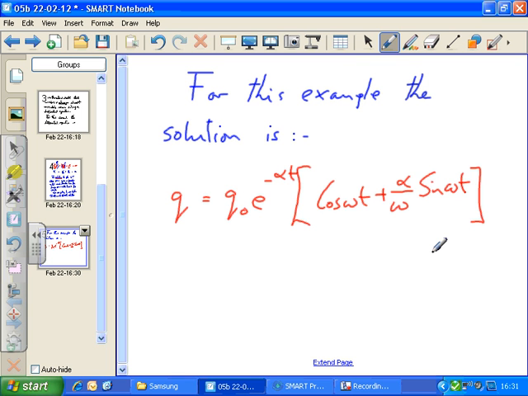Where alpha equals R over 2L. So that's how alpha relates to the actual circuit, where R is resistance and L is inductance. And omega squared turns out to be 1 over LC minus alpha squared. Not an obvious solution to this equation, is it? Certainly isn't. It's difficult to see how you get from that original differential equation to this solution.